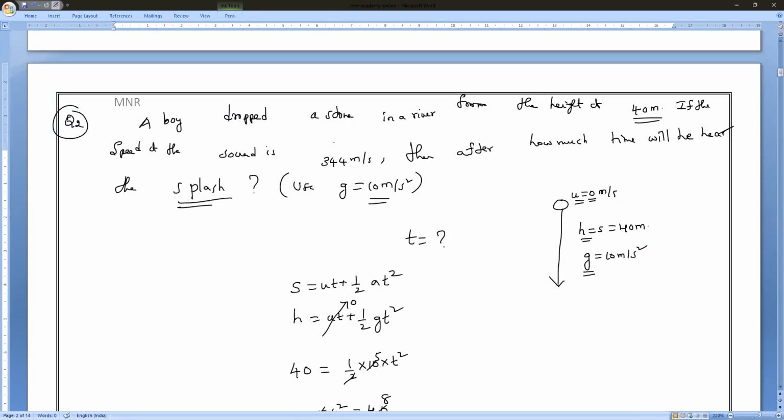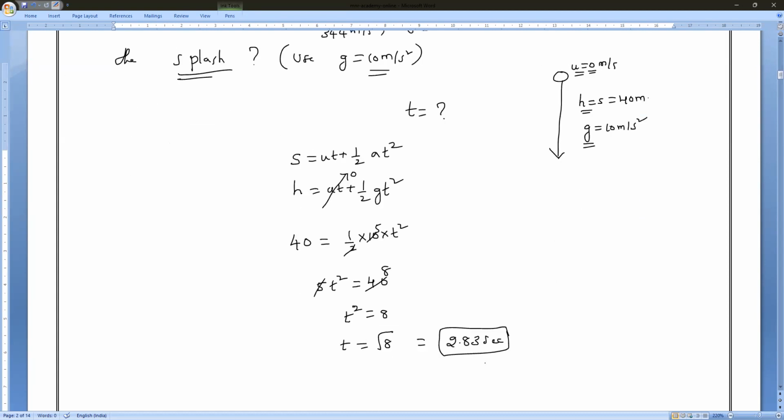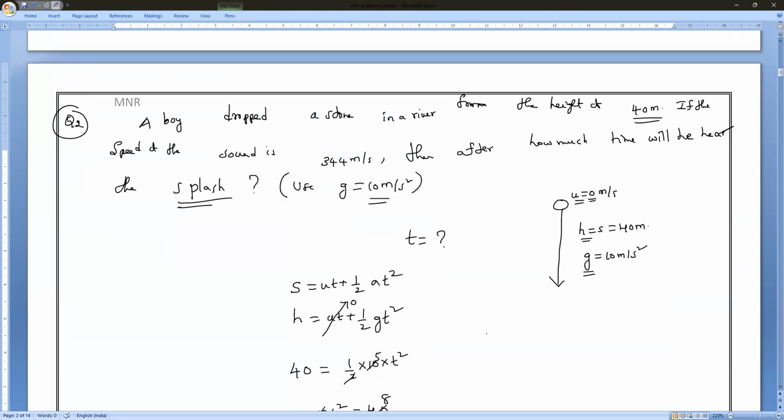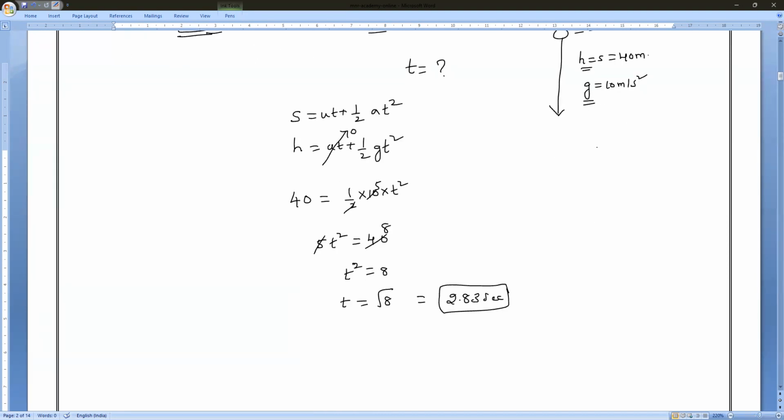What is the question? Can you read it? You calculated only the time taken to reach the water. But what are they asking? After how much time will he hear the splash? Then do we need to double it? Not twice. The stone is dropped and it reaches the water.